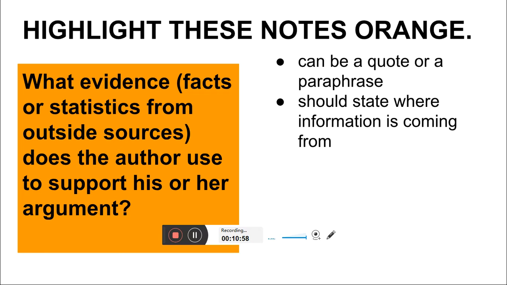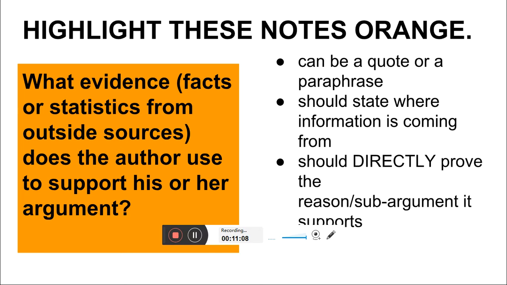And this can help you find evidence in other people's writing, because you should see some sort of statement where they're stating where the evidence that they're about to drop came from. Also, this evidence should directly prove the reason or sub-argument that it's meant to support. So as you're analyzing whether or not this person has a good argument, part of how you're going to analyze that is how good is their evidence, and how well is that evidence supporting directly the statement that it's meant to support. And we'll look at examples of that.